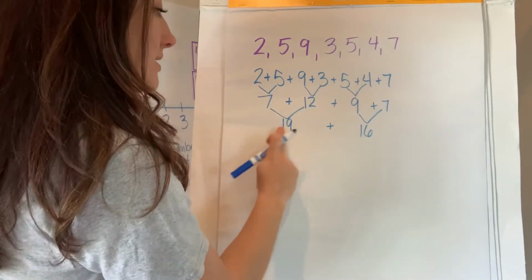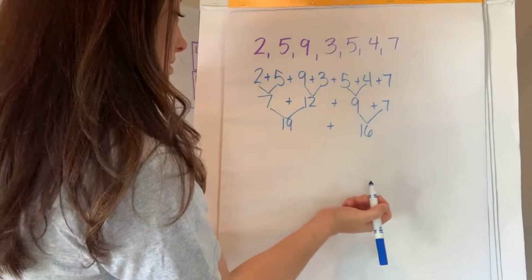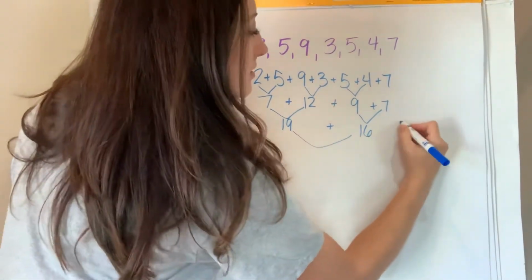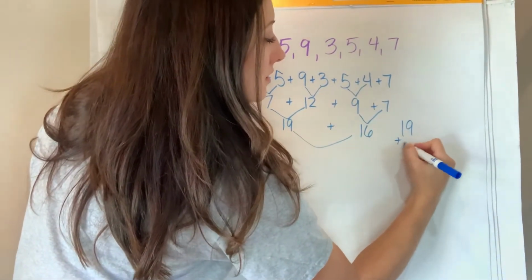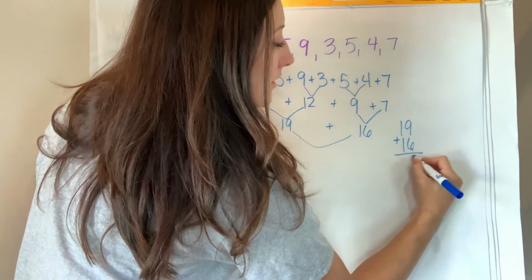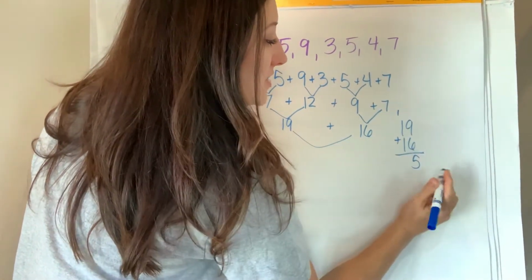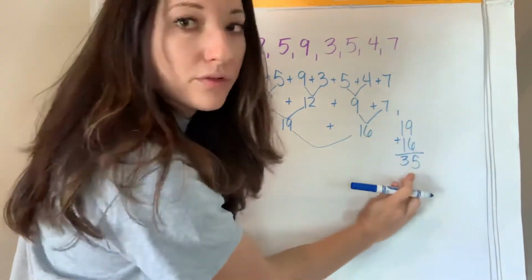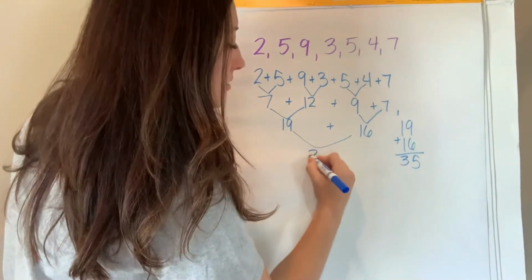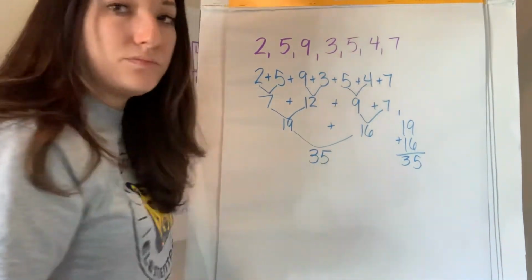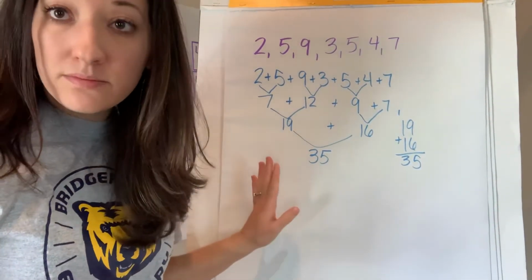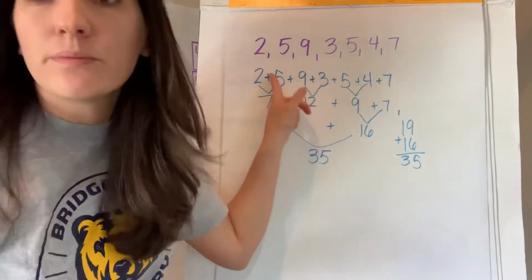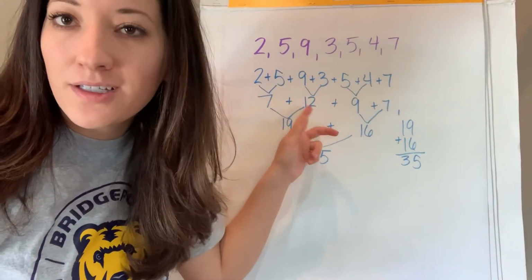Add them together. 19 plus 16 is going to be 9 plus 6 is 15. Carry the 1, 1, 2, 3. There should be a 3 in the tens place, so then our total is 35. Okay, that's only step 1. You're not done yet.